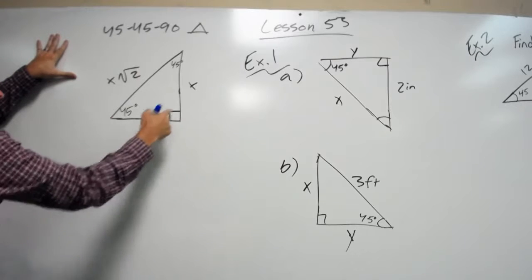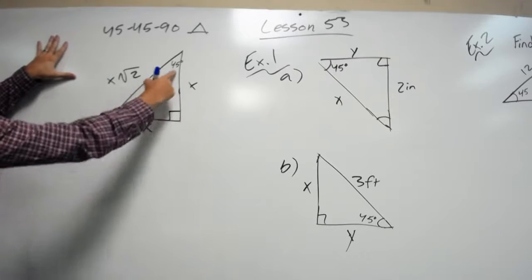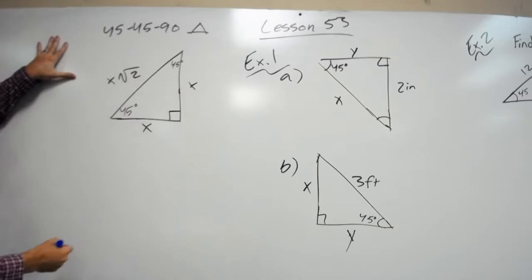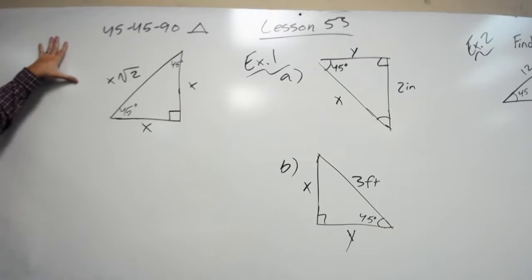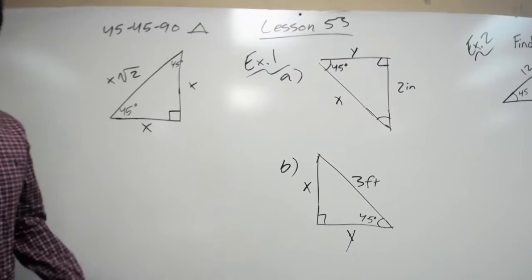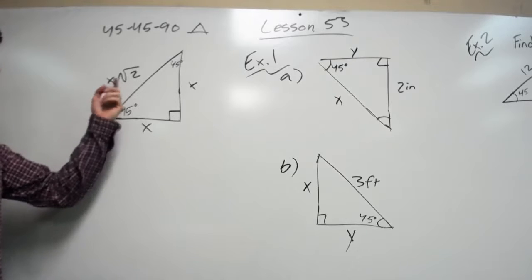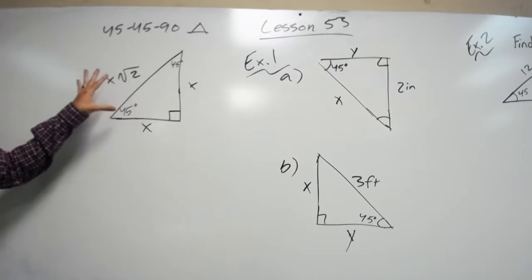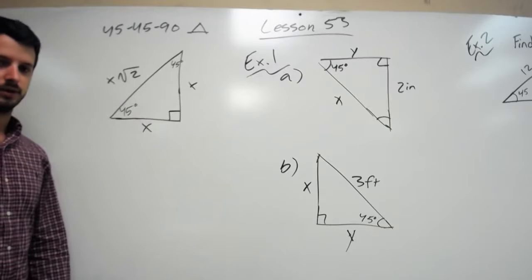Well, we already know that our legs are congruent because it's an isosceles triangle. They have the same angle measure, so these legs are congruent. So these we're going to label with the value of x. The hypotenuse is the only one that's kind of different. With the hypotenuse, you can use the formula of x times radical 2. So in any 45, 45, 90 triangle, you can go by this formula.